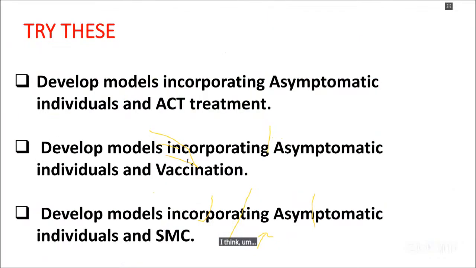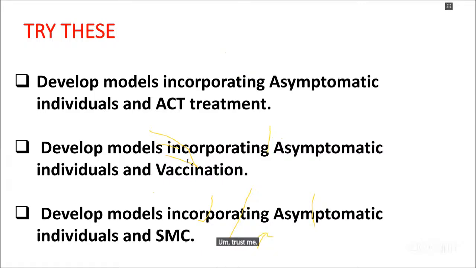We can try this. Maybe we can put this out or snap it, and then in our spare time, we can try our hands on it and develop malaria models that incorporate asymptomatic individuals and ACT treatment. ACT is artemisinin-based combination therapy, the drug for treating malaria. Then develop models incorporating asymptomatic individuals and vaccination. We can also try our hands on it.